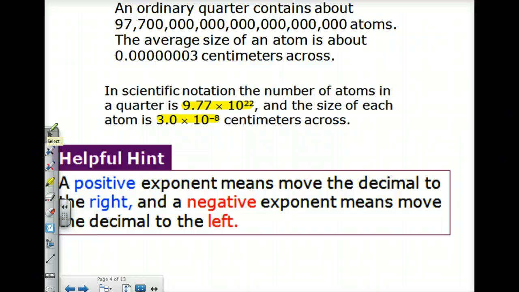Now a helpful hint, a positive exponent means we are moving the decimal point to the right, and a negative exponent means that we will move the decimal point to the left. Those are two important points. Make sure you are writing them down because that's going to help you when we are converting our numbers from scientific notation back into standard form. Okay, let's go ahead and move on.